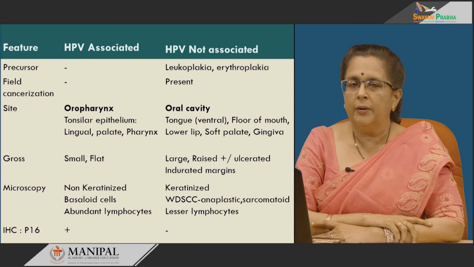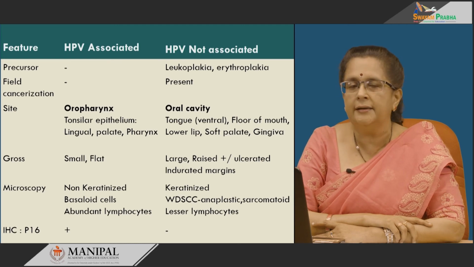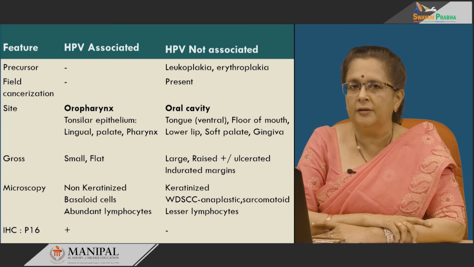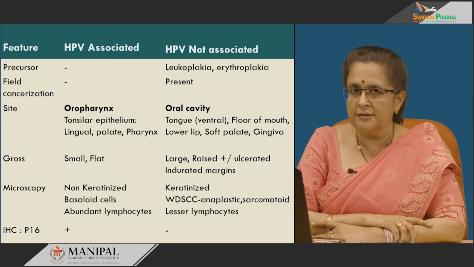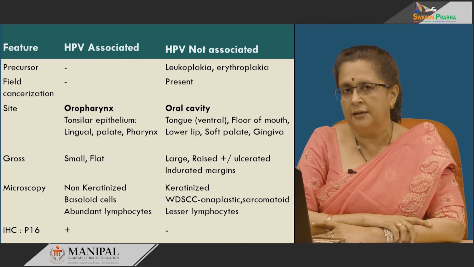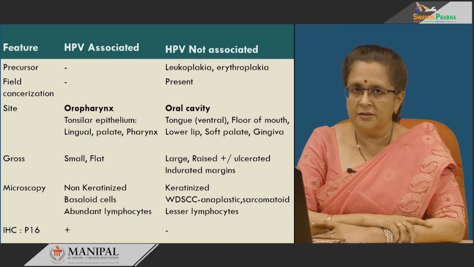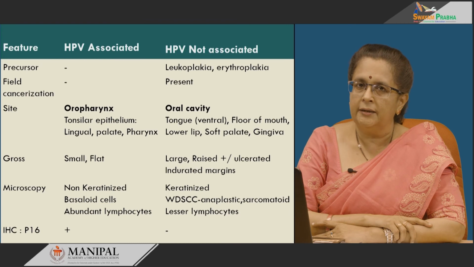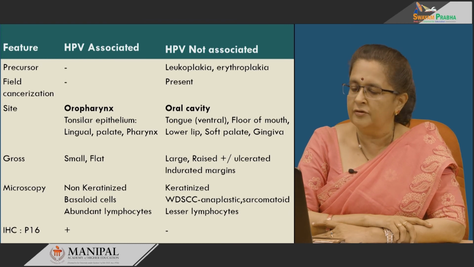immunohistochemistry when you do for surrogate marker of HPV, that is P16, it is negative. Whereas, in HPV associated head and neck squamous cell carcinomas, the site is the crypt epithelium of the tonsils. So, wherever the tonsils are located, which means palatine tonsil, the lingual tonsil at the base of the tongue, or adenoids. Grossly, it is a small lesion which is usually flat and not raised. Microscopically, you get basaloid cells in nests along with lymphocytes as seen in the normal tonsil, and when you do immunohistochemistry, it is diffuse and strong positivity for surrogate marker of HPV, which is P16.